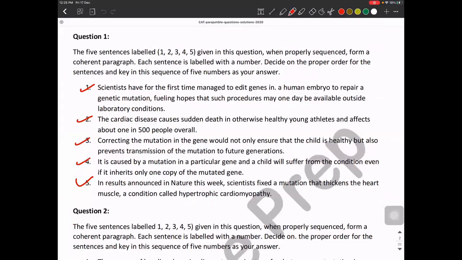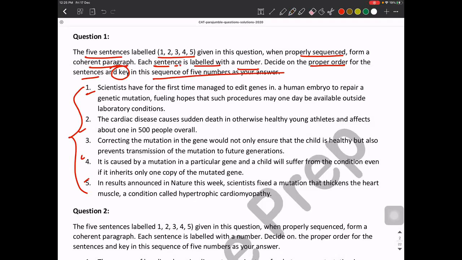Now let's start with the very first question. In the very first question, when we read the statements, for example, I read the statement: the 5 sentences labeled 1, 2, 3, 4, 5 given in the question, when properly sequenced, form a coherent paragraph. So when these are sequenced, it will make a paragraph. Each sentence is labeled, you can see 1, 2, 3, 4, 5 with a number. Decide on the proper order for the sentences and key in the sequence of 5 numbers as your answer, right? So after reading the instructions, we will read out all the options first of all, and then we can start relating our particular sentences. All right.